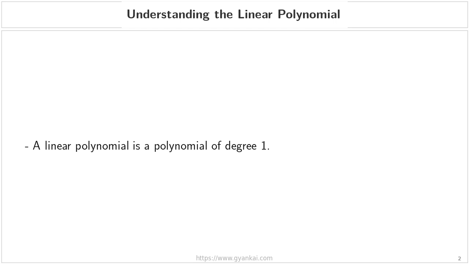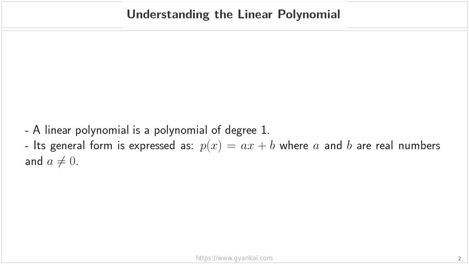This means the highest power of our variable, x, is exactly 1. To work with these in a more structured way, we use a general form. We can express any linear polynomial as p of x equals a times x plus b. In this equation, a and b represent any real numbers. However, there is one very important condition to remember. a cannot be equal to 0.